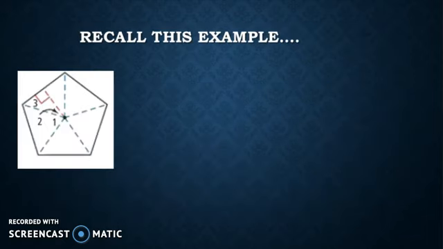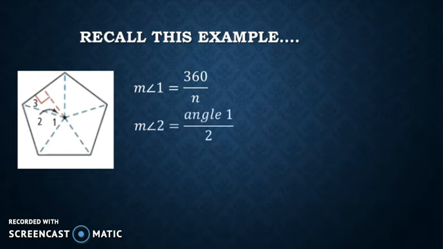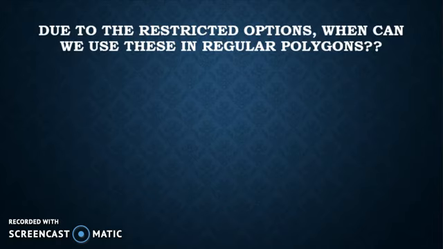Now I want you to recall this question right here, how we found our angle 1 and angle 2. Angle 1 we did 360 divided by the number of sides. In angle 2, we took that angle and divided by 2. So using this, we're going to figure out which shapes we can use our special rights on.